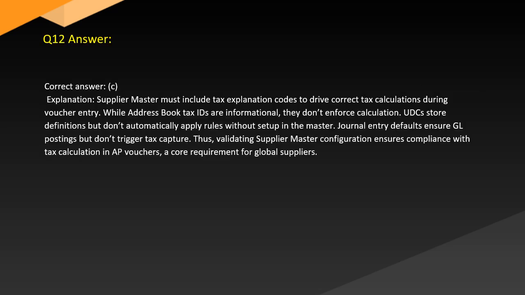Answer. Correct answer, C. Explanation. Supplier master must include tax explanation codes to drive correct tax calculations during voucher entry. While address book tax IDs are informational, they don't enforce calculation. UDCs store definitions but don't automatically apply rules without setup in the master. Journal entry defaults ensure GL postings but don't trigger tax capture. Thus, validating supplier master configuration ensures compliance with tax calculation in AP vouchers, a core requirement for global suppliers.